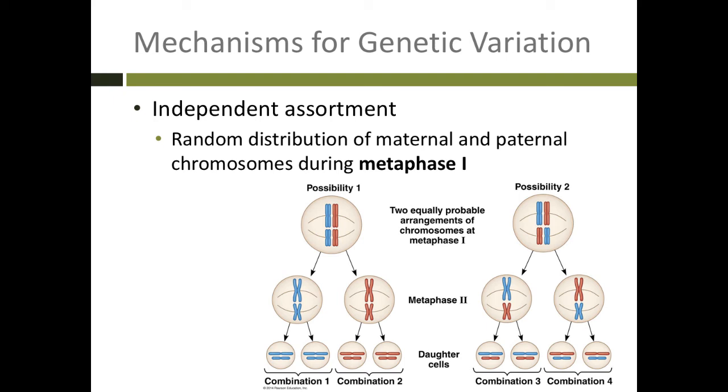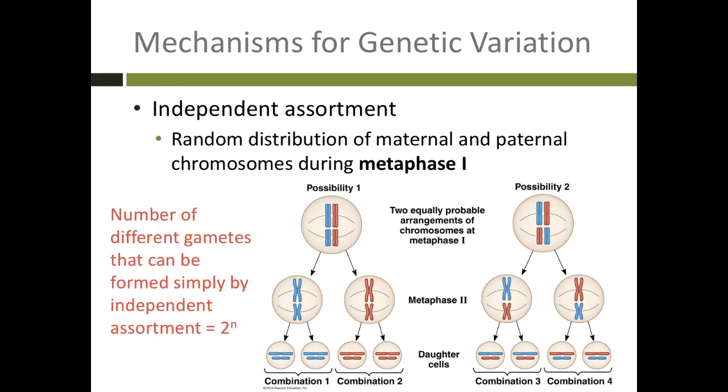There's a formula that predicts the number of different gametes that can be produced by independent assortment alone, 2 to the n power. In the case of humans, n equals 23. 2 to the 23rd power is 8.3 million different possibilities.